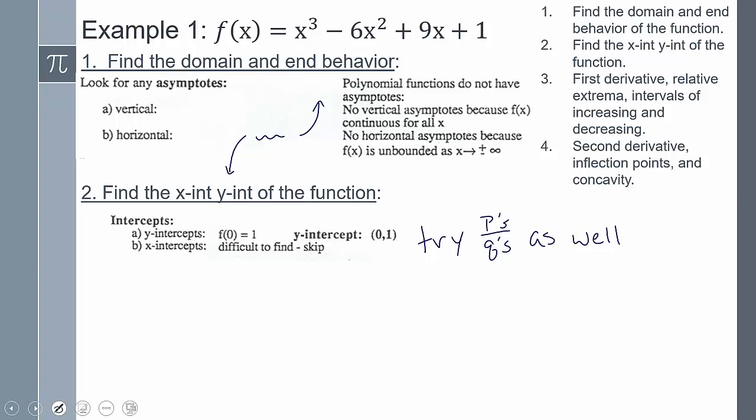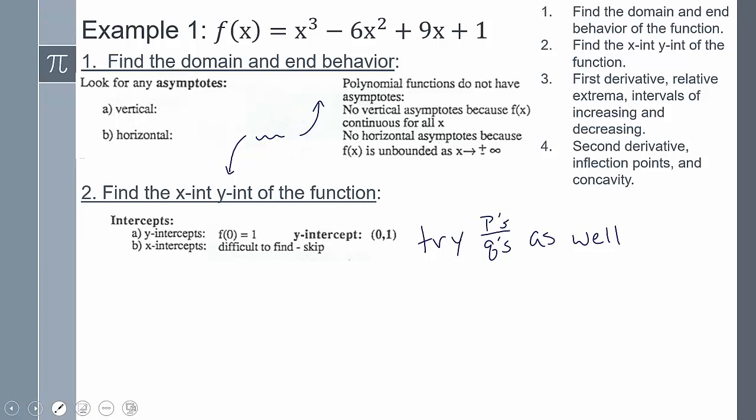So on that first bullet point, find the domain and end behavior. Well, I know that because this is a polynomial, the domain is going to be from negative infinity to positive infinity. So there's no vertical asymptotes, there's no horizontal asymptotes, and it's actually going to have this shape that looks like that.